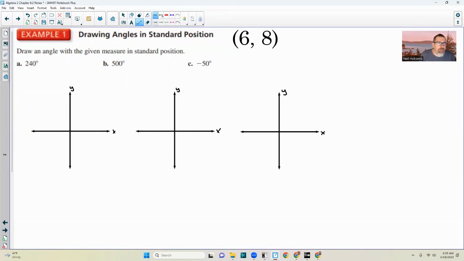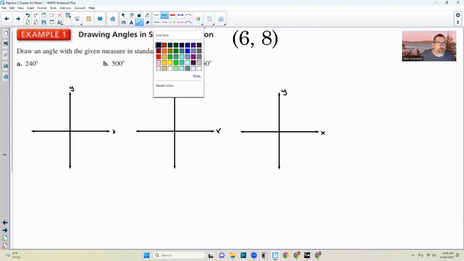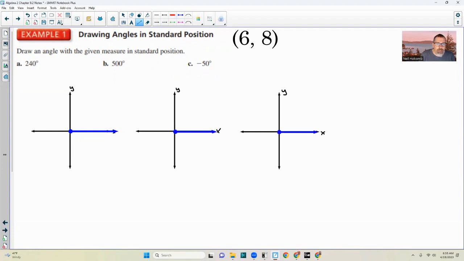So now let me just draw a ray. And let's make it blue. And it's right here. Okay, so there's my initial. Okay, that's by definition. Your initial side is on the x-axis. Okay, let me just move this one up just a smidge. Okay, so that's how you start. The initial side is on the x-axis. And then we're going to rotate around the number of degrees counterclockwise if it's positive. Okay, so in this case, 240 degrees.